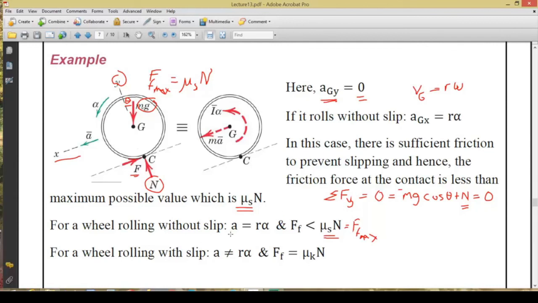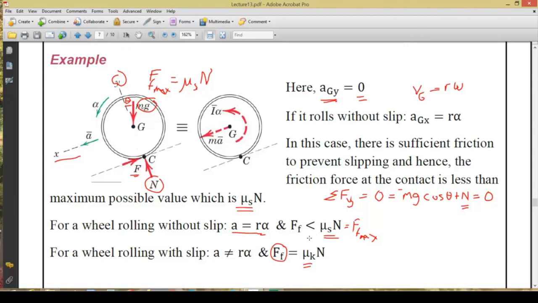We cannot write out this relation of a equals r alpha directly. It will not be equal to r alpha. And then the friction force will be calculated by using the kinetic friction coefficient. So Ff will be determined in that case, and it will be determined as mu k times n.